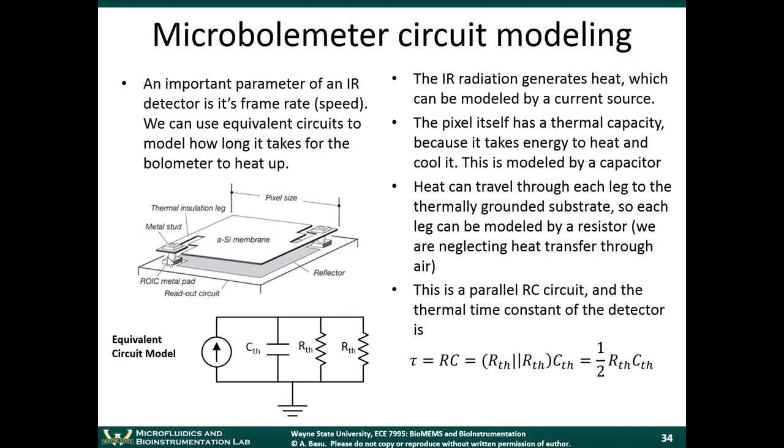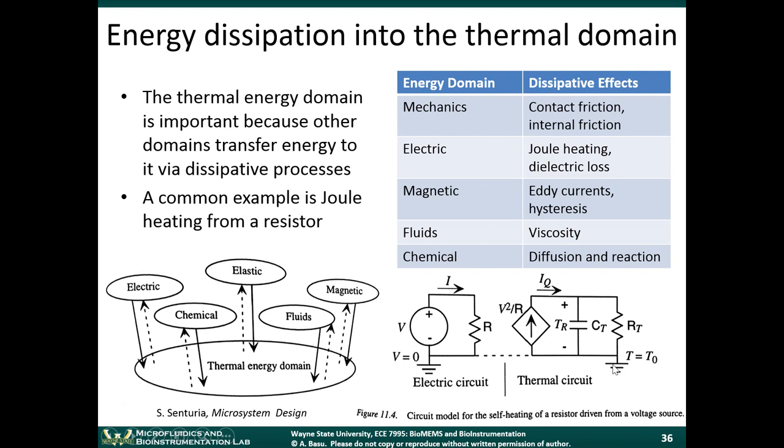This can be modeled by a circuit that includes elements from the electrical domain as well as the thermal domain. This is an electric circuit here: you have a voltage source, a resistor, and a current running through it, representing your electrical circuit. On the right side, you have a thermal circuit, and a dotted line shows that they're coupled together. The thermal circuit shows a current source, V squared over R. This is the power generated by the resistor, the amount of power being converted to heat. This represents Joule heating.